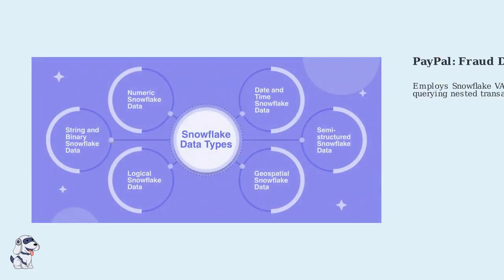PayPal uses Snowflake's variant data type to query nested transaction JSON in real time. This enables sophisticated fraud detection by analyzing complex transaction hierarchies and patterns. A 2024 case study showed this approach reduced fraud by 40%, protecting millions of transactions daily.